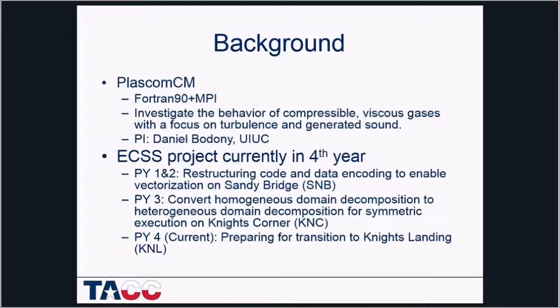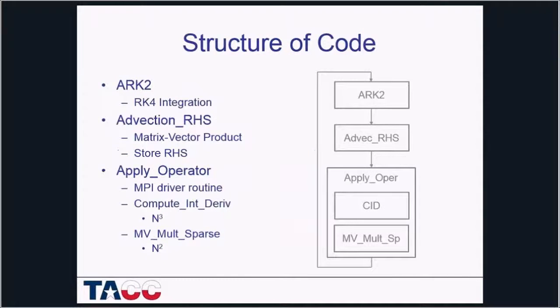Thank you. Okay. So the first 2 years were spent just restructuring the code to improve sequential performance and enable vectorization on the Sandy Bridge host processors that are in Stampede. And in project year 3, we changed the way that the domain is decomposed for MPI so that we can better use the smaller memory per core footprint on the Knight's Corner. And in the current year, we're preparing for a transition to Knight's Landing, but we're, of course, waiting for Knight's Landing to become available.